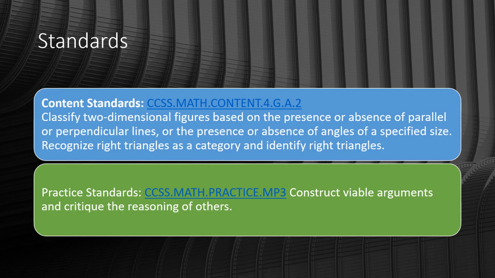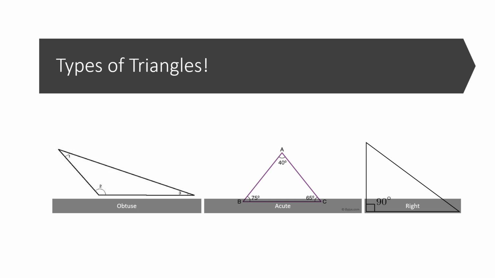Here are the standards that we're going to be covering today. For our content standards, you'll be able to classify two-dimensional figures based on the presence or absence of parallel or perpendicular lines, or the presence or absence of angles of a specified size. Recognize right triangles as a category and identify right triangles. And our practice standard is that you'll be able to construct viable arguments and critique the reasoning of others.